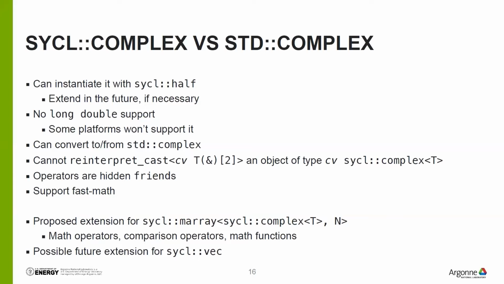So what are the differences between the two? Well, we know we can use it with SYCL half. Probably the biggest one. There's no long double support right now because some platforms don't support it. We can convert to and from standard complex, but we cannot do type punning between, say, a C array and SYCL complex, which is something I'll show you in a little bit. You can do that with C++ standard complex, and it's the only type you can do that with. Our operators are hidden friends, and I'll get into that in a little bit.